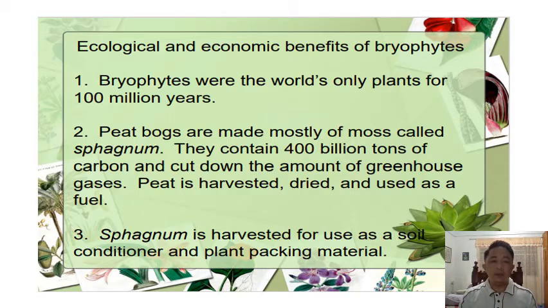Now, for the economic benefit, peat or sphagnum is also harvested. It is dried and can be used as a fuel in other parts of the world where this particular moss grows abundantly. Sphagnum is also harvested and used as a soil conditioner and plant packing material. So if you observe some plants that you buy, there is sphagnum moss, because this particular moss has the ability to provide nourishment to the soil, as well as prevent the evaporation of water.